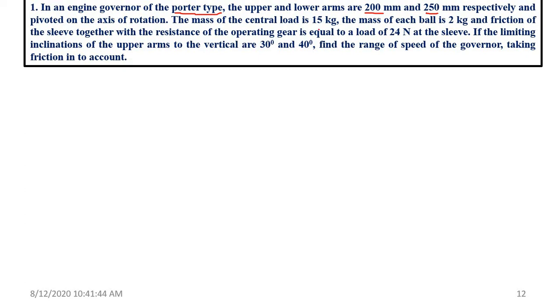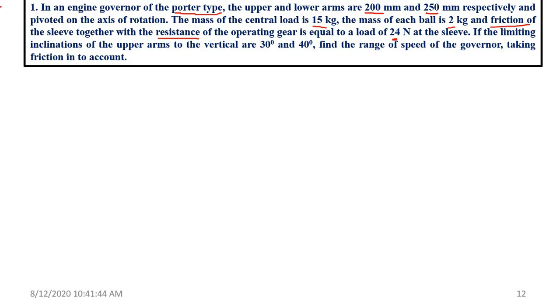The mass of the central load, capital M, is 15 kg, the mass of each ball, small m, is 2 kg, and the friction of the sleeve together with the resistance of the operating gears is equal to a load of 24 Newton. That means the resistance, called the friction, F is equal to 24 Newton at the sleeve.